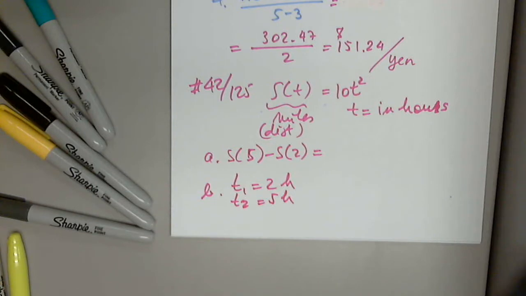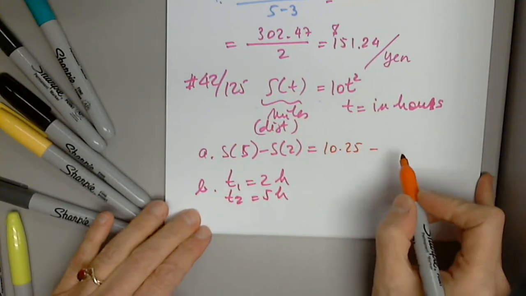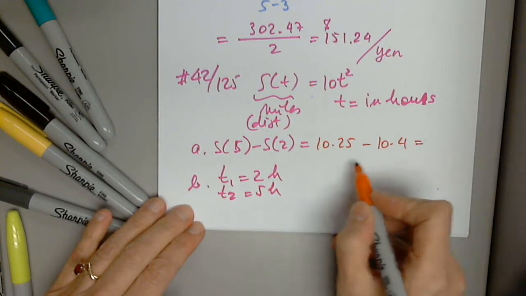Okay, so I don't need the calculator for this. S of 5 will be 10 times 25. S of 2 will be 10 times 4. Do we agree?